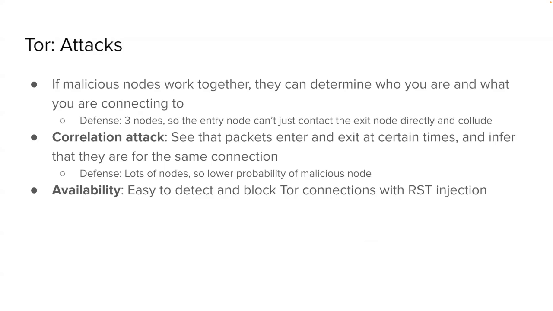As for availability, Tor doesn't actually guarantee availability, so you can break Tor by using RST injection, like we mentioned before. The defense for availability attacks is to use obfuscated entry nodes that look just like normal TLS traffic.